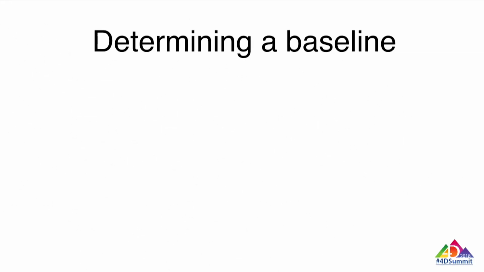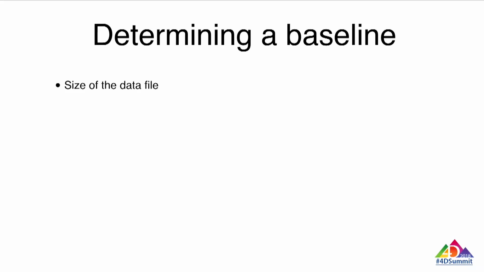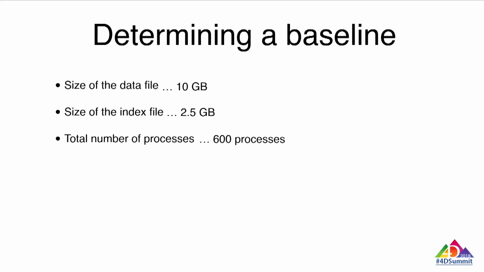So with all that, let's just run through a quick example here. Let's just say that you've got a 10 gigabyte data file, and maybe you've got a 2.5 gigabyte index file. And let's just say 10 processes per client with 60 clients, okay? So that's where I come up with the 600 processes. Maybe some of those are stored procedures. Maybe you have fewer clients or more clients and more processes. But just in general, let's just say that this server has 600 processes.